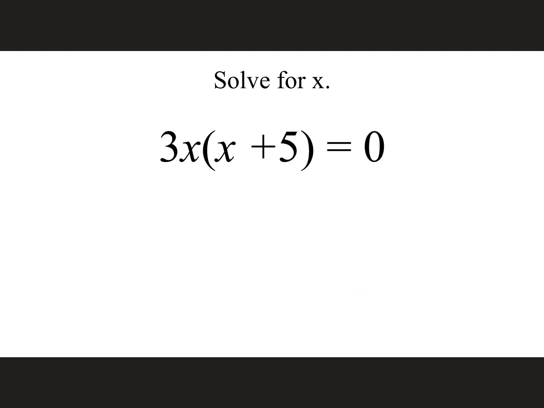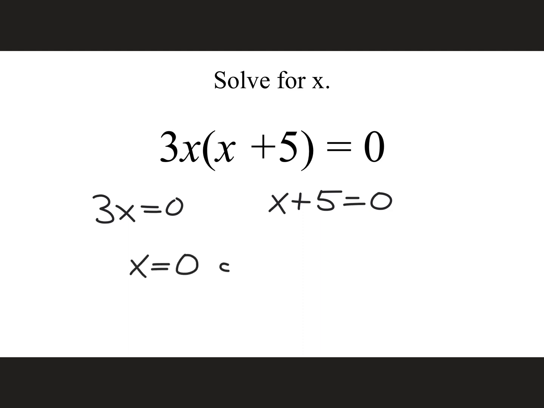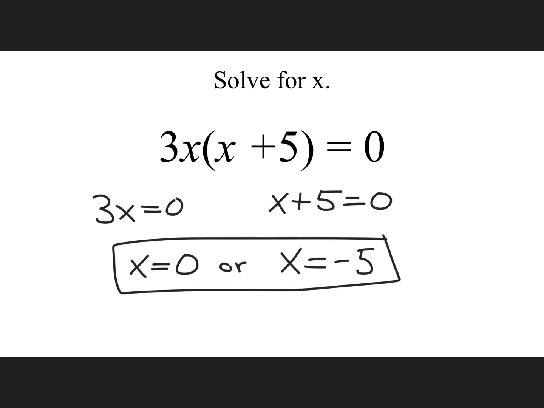Okay, let's do it again. I'm going to have a 3x that equals 0, and I'm going to have an x plus 5 that equals 0. And so what times 3 is 0? 0. In fact, anytime you have a monomial, your answer is going to be 0 for that letter. And then what's the opposite of positive 5? -5. And there you go. That is the answer to this problem.